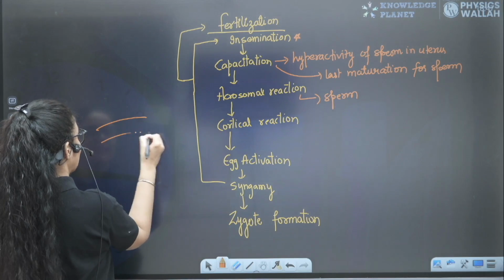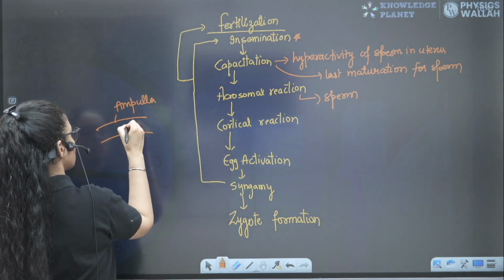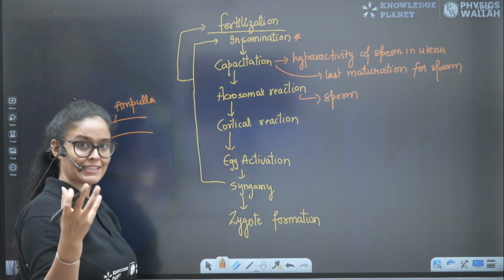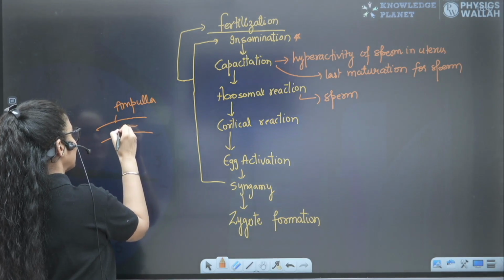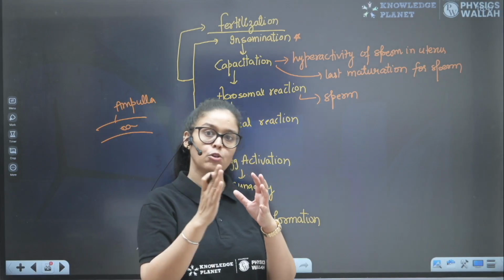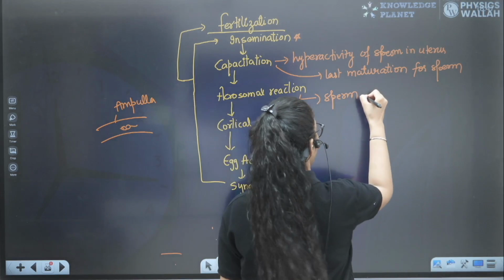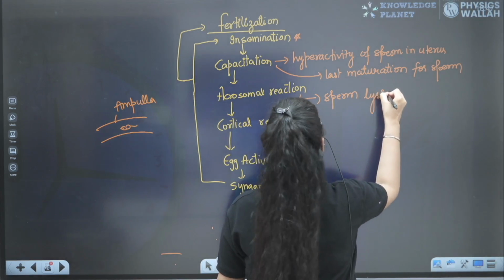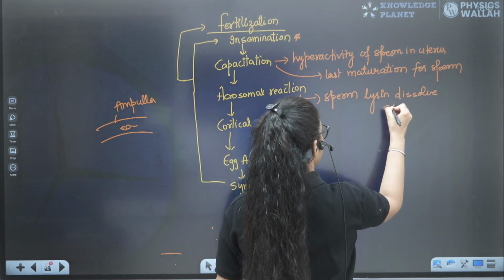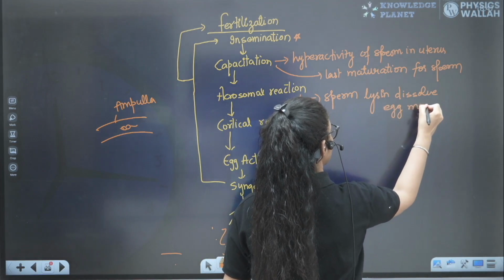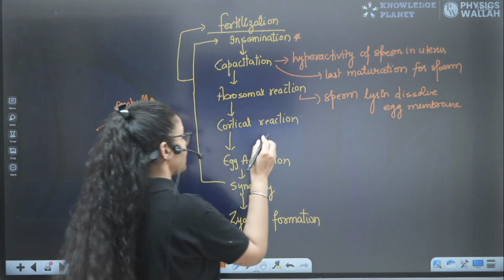And obviously in the ampulla region of the fallopian tube, fertilization happens. First of all, I have shown you how the secondary oocyte looks like. The sperm acrosome will release its enzyme to dissolve the corona radiata and zona pellucida to take entry in the egg. The sperm lysin will dissolve the egg membrane, right? To give the entry to the sperm in the cell. So that you have to remember.